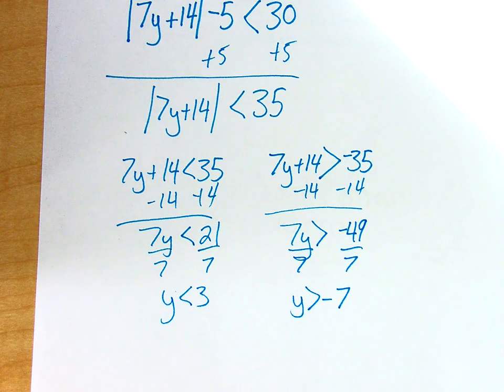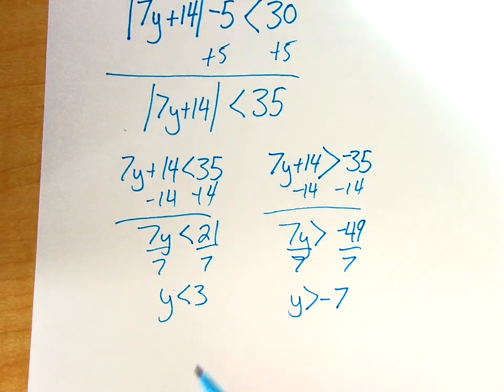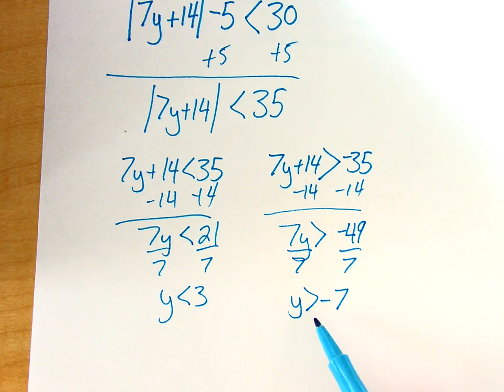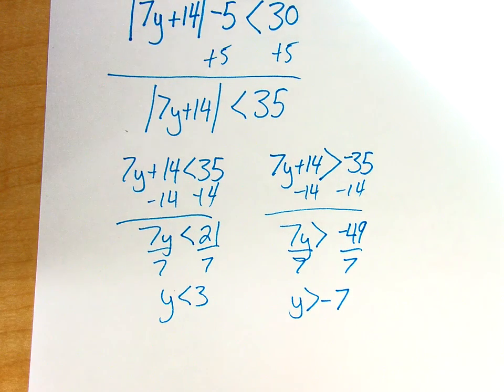Did everybody decide? What is it? AND. Yes. There are numbers that are less than 3 that are greater than negative 7 at the same time. 2, 0, negative 4.